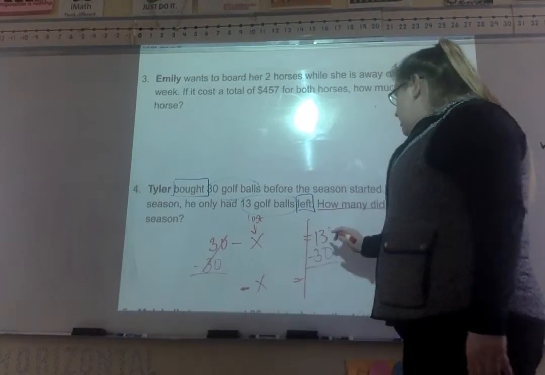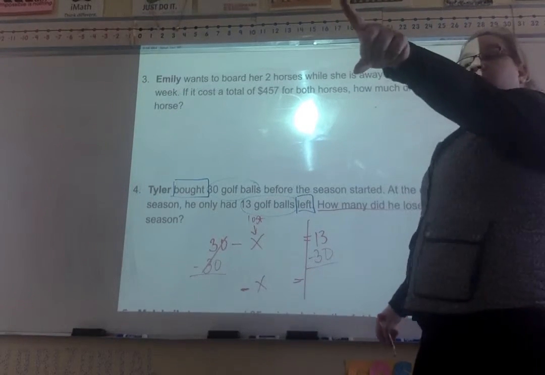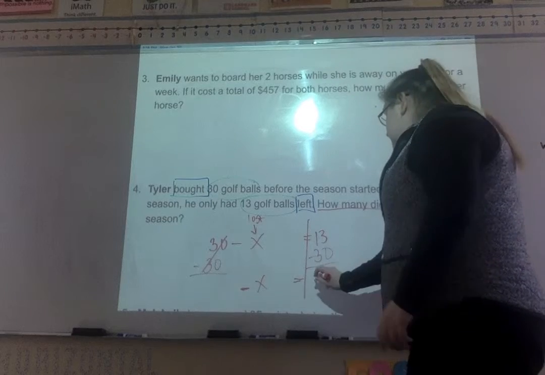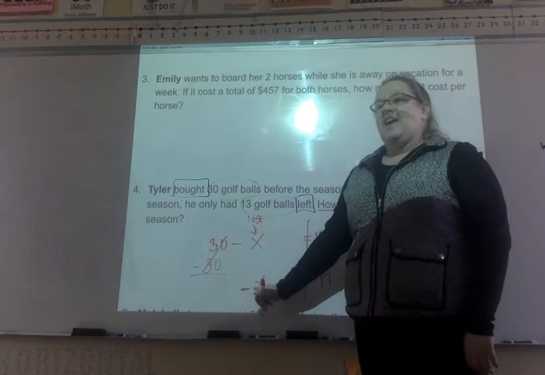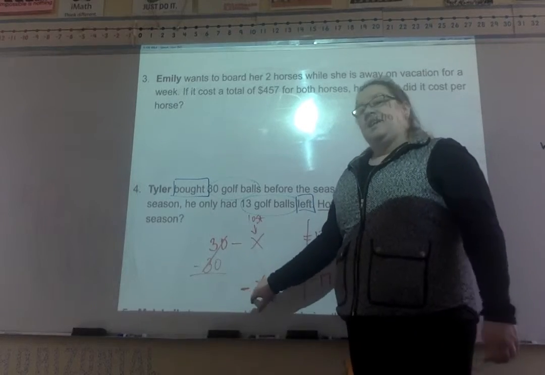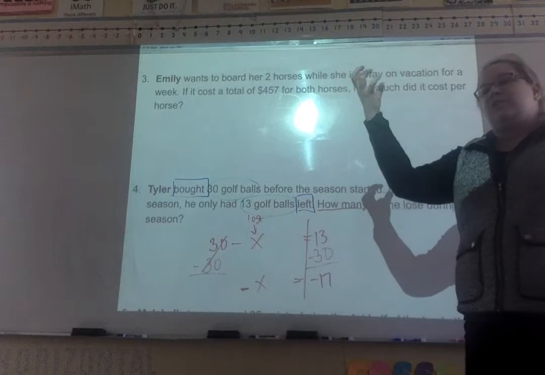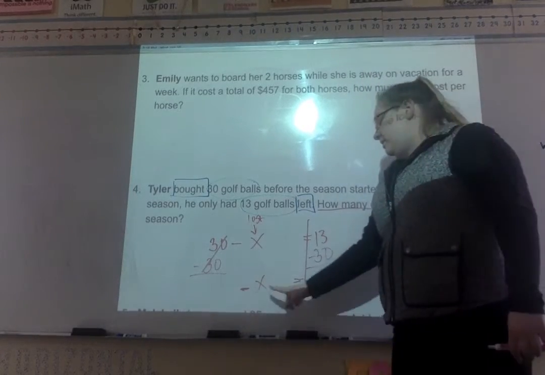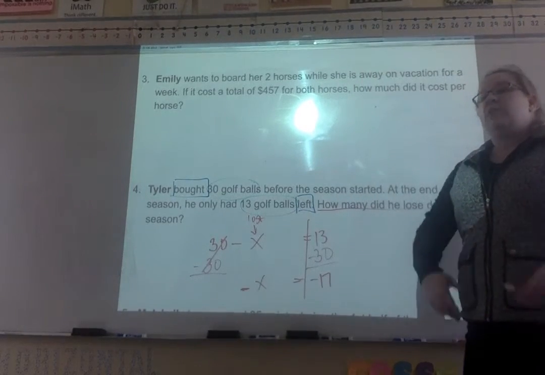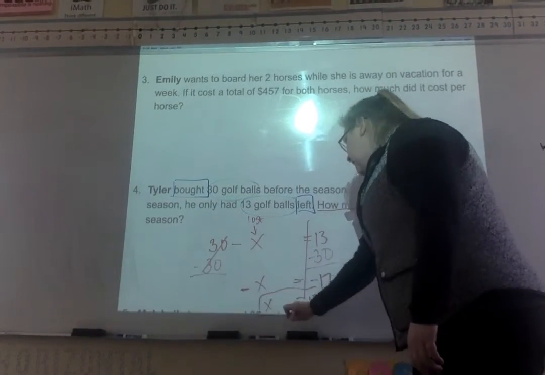So we have 13 minus 30 equals how much? 17. Ah, close, but no. Negative 17. Can I have a negative X value? I can't have X be negative. So what's going to happen to both? Pay attention. What's going to happen to both of these negative signs? They're both going to change to positive. So X equals 17. That's why, okay?